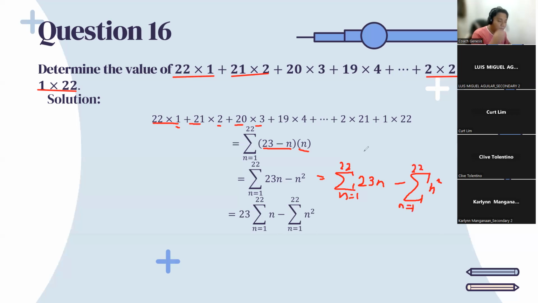Okay, so there is also one property of the summation such that if you have a constant multiplied here, then you can factor out the constant. So you'll have 23 multiplied to the summation of n from n equal to 1 to 22, minus the summation of n squared from 1 to 22. Now these two right here, we already have the formulas for. If I were to write each summation into its sum, another equal expression would be, for the first one, I'm just going to write it.